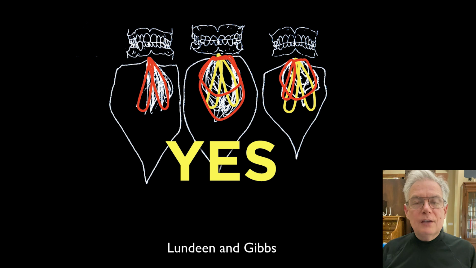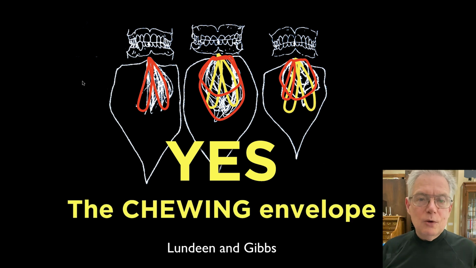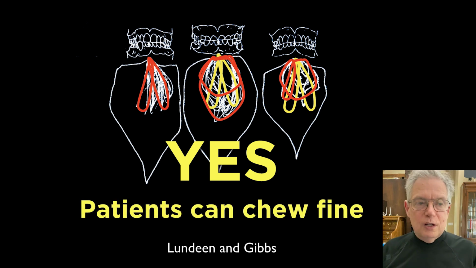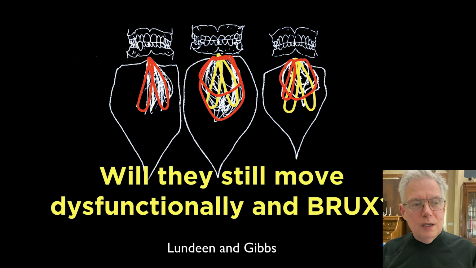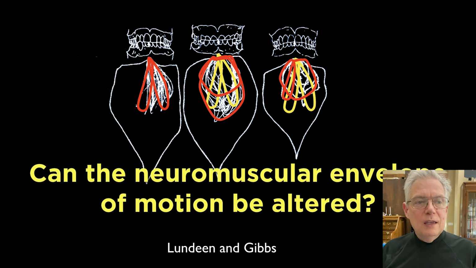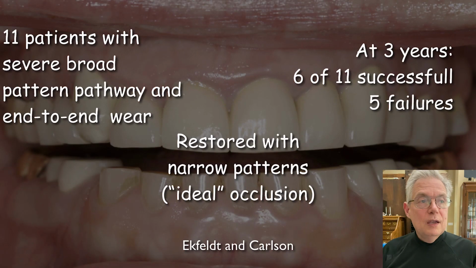Okay, and they found out that yes, you could get people to chew that way, the chewing envelope, the envelope of function. Patients will chew just fine. But the envelope of motion was a bigger question. Will they still move dysfunctionally in bruxism? Can the neuromuscular envelope of motion be altered? That's the real question here. And they discovered, well, yes, it can, but it's not as predictable as saying it's going to work.